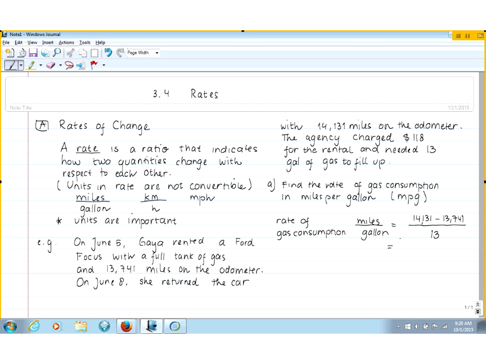Is it a whole number? So 14,131 minus 13,741 is 390, divided by 13. Did I calculate it right? So it's 30. 30 miles per gallon. So the rate of gas consumption is 30 miles per gallon. Okay. Good. This is really easy, right? We just have to keep track of what's on top and what's on the bottom. On top is miles, on the bottom is gallons.